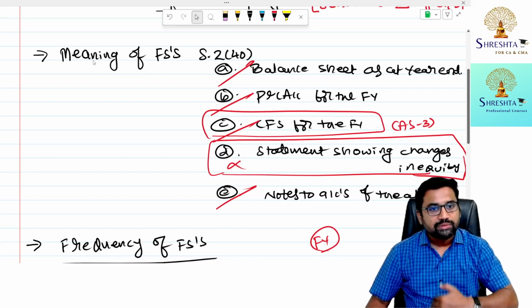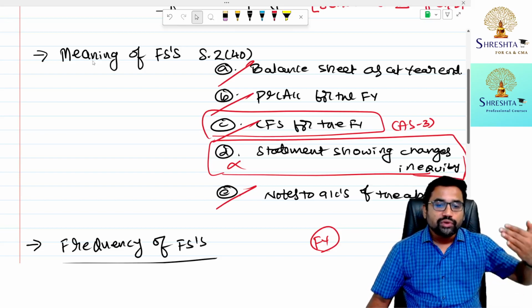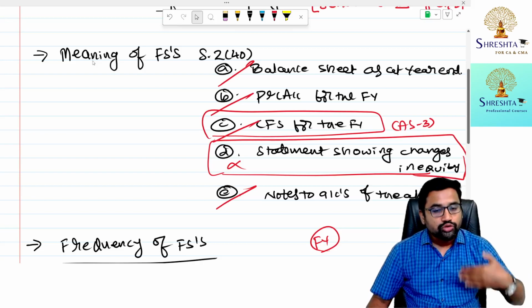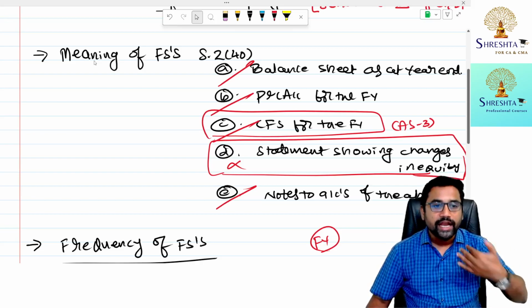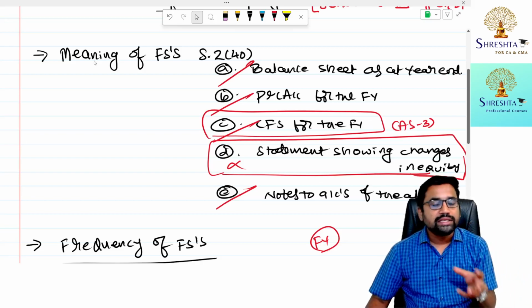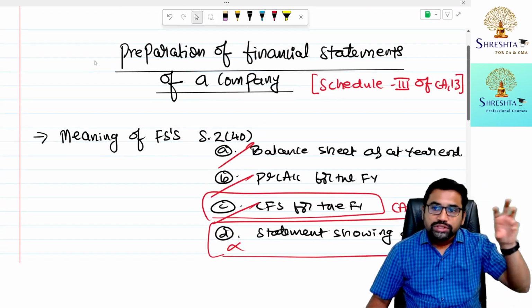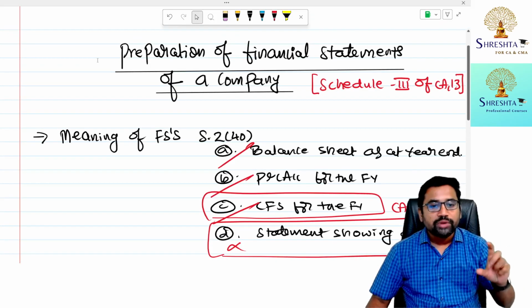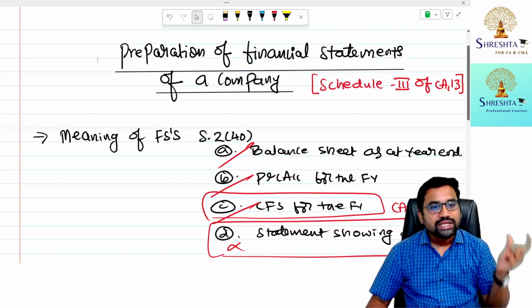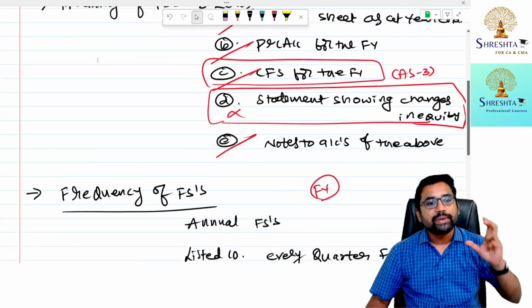And the cash flow statement will be discussed as a separate chapter. Therefore, in this chapter, what we are going to learn is how to prepare the balance sheet, P&L and notes to accounts. Now to prepare the balance sheet and P&L, there is a format prescribed in Schedule 3. Now that format we have to learn. That format talks about the presentation as well as the disclosure, preparation as well as the presentation.